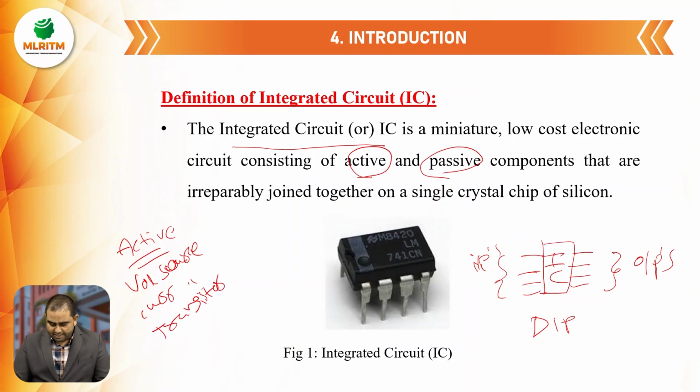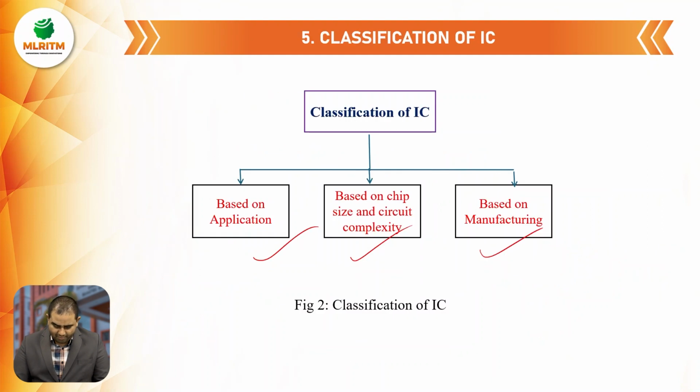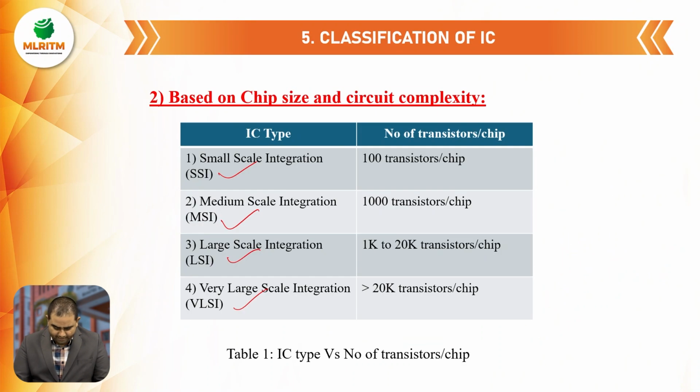So next, coming to the passive components, they are nothing but resistor, inductor, capacitor, etc. These elements are mainly used to store the energy. That's all. So coming back to this table, in the second column, we are talking about the number of transistors present in the chip or present in the IC.